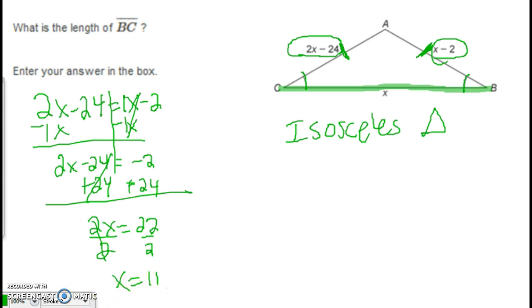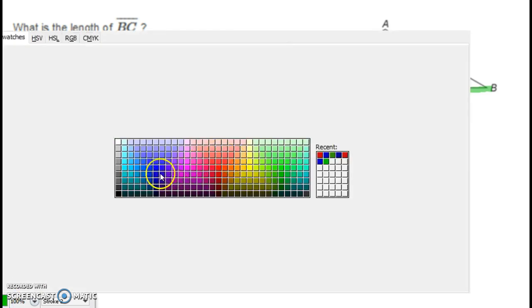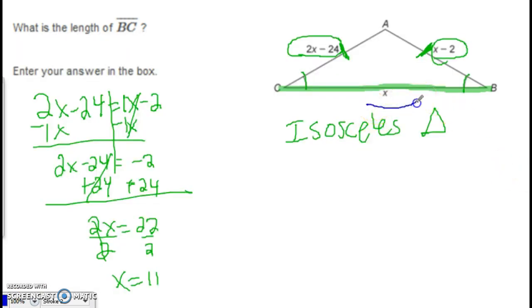So x equals 11. But remember, my goal is to find the length of BC, so now I need to go back and plug it in. I just happen to get lucky here because when I plug it into BC, all I do is plug in the 11. So the length of BC here is 11.